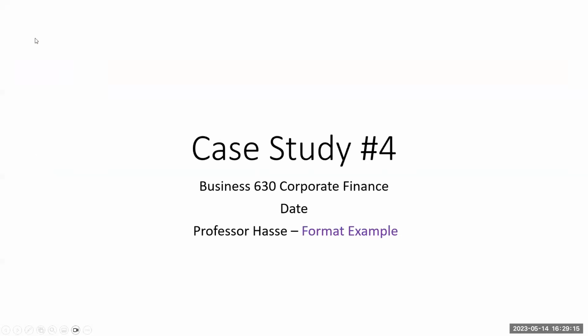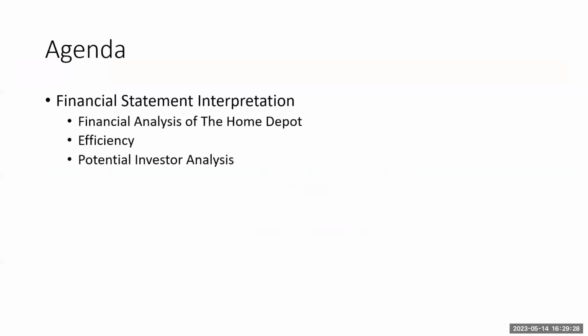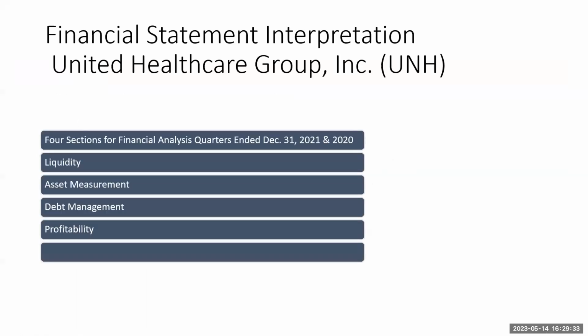Okay, here's the 10-slide sample that I provided in the case number 3 file folder in Blackboard. It's very basic, but it gives you the general idea of what I'm going through. All right, an introductory slide, an agenda, what you're trying to do in this case or present. This case happens to be on United Healthcare back in 2021 and December 31st. You're doing March 31st, 23, and 22. You're going to find 4 sections: liquidity, asset management, debt management, and profitability.